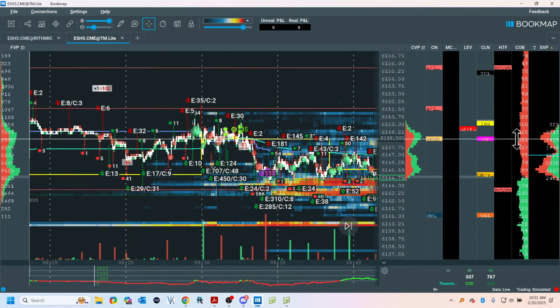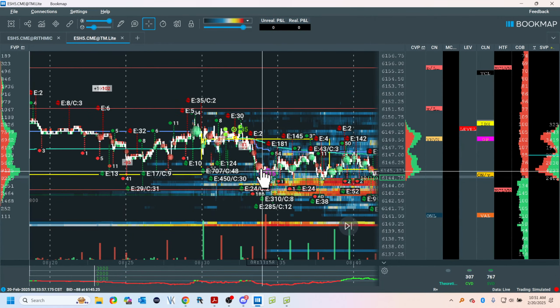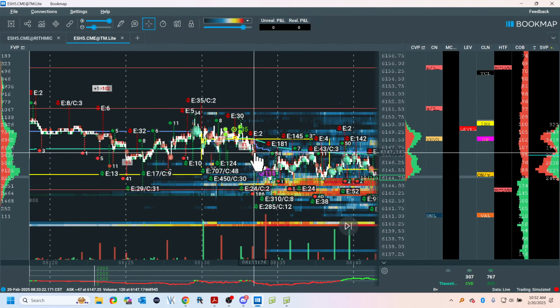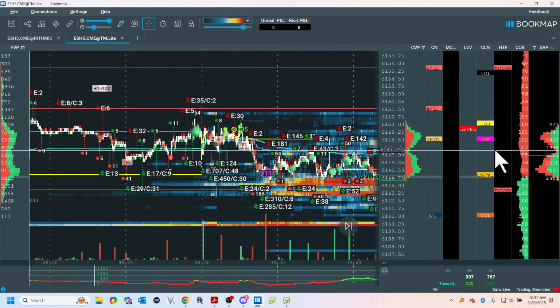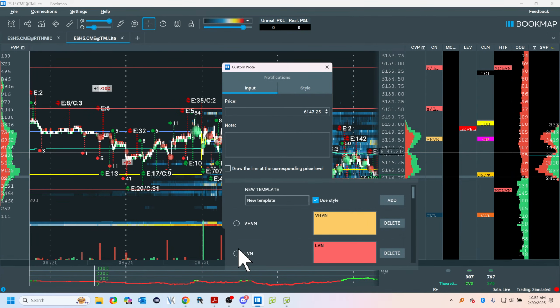I'm not paying that. And then there's urgency. The urgency creates what's called a low volume node. That is this little divider. So I'm going to put a little label here. It's the same as that, except now it's in the developing RTH time frame. Just follow the yellow brick road.